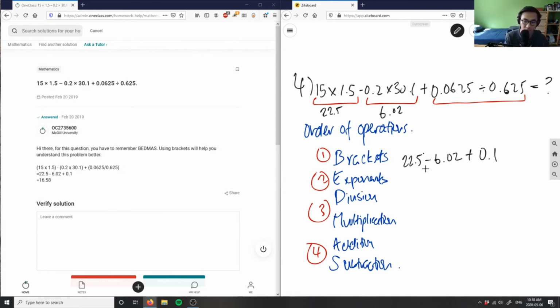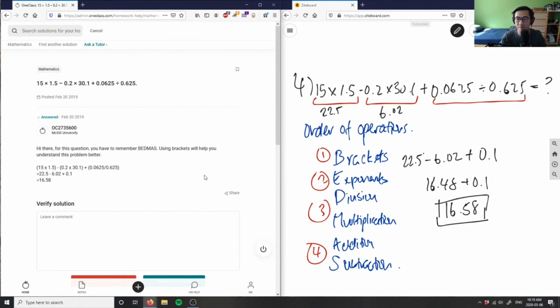So 22.5 minus 6.02 would give me 16.48 plus 0.1. I add these two numbers, I get 16.58. And this here is my correct solution for this answer. And as you can see, 16.58 here is their answer here. I like how they use BEDMAS as well. And they did the order of operations correctly. So again, multiplication and division first, going from left to right. And then finally, we do the addition and subtraction, going from left to right. Solution is correct. It's a good analysis here.